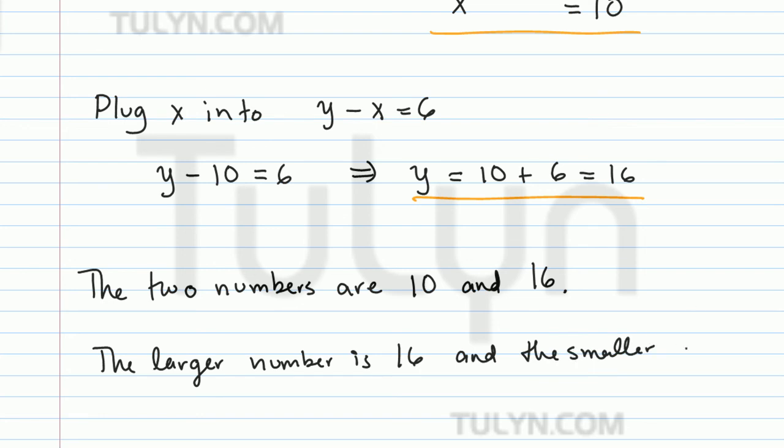I think for the purposes of this, the first sentence is just as good as the second. I'm sure your teacher or instructor or professor will be able to figure out which one is the larger one out of 10 and 16. So this one's just as good as the second one. So right, the two numbers are 10 and 16.